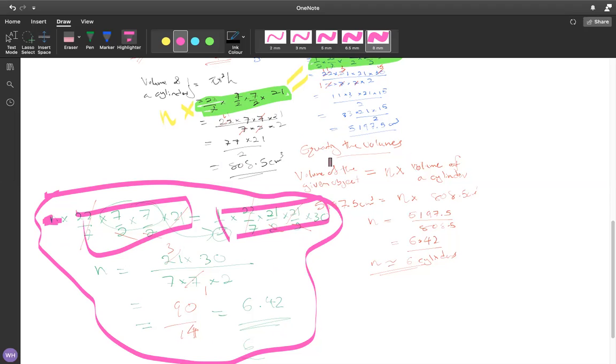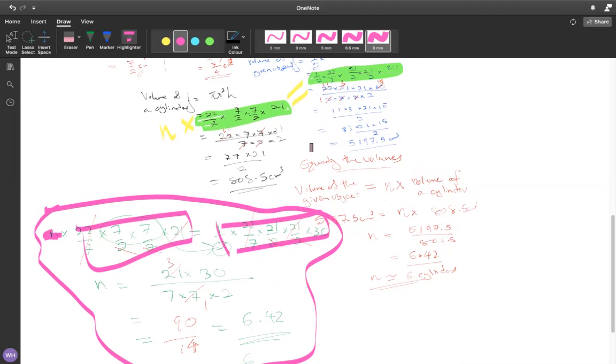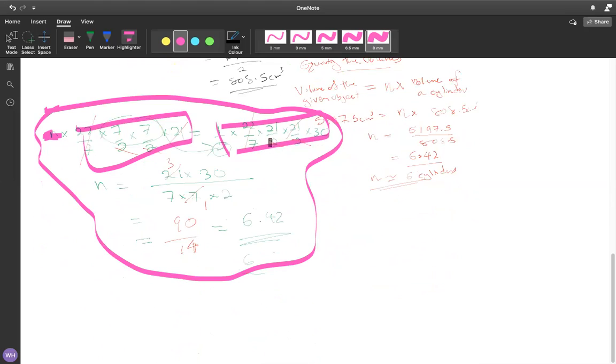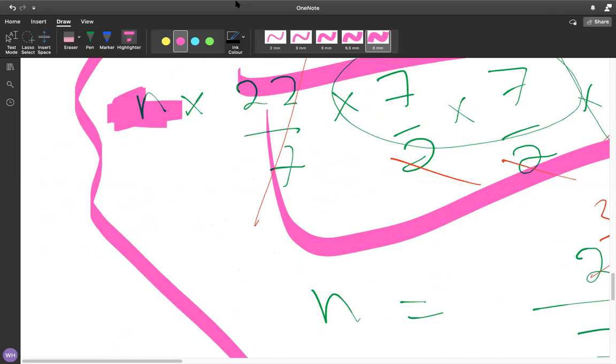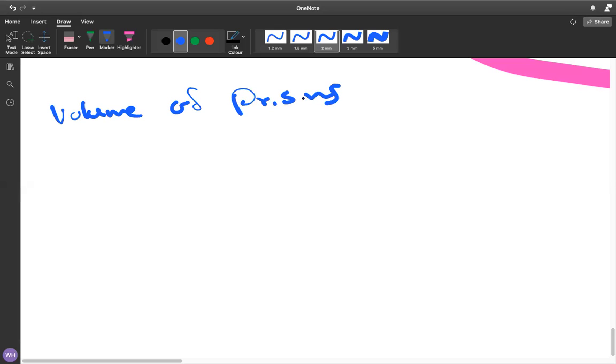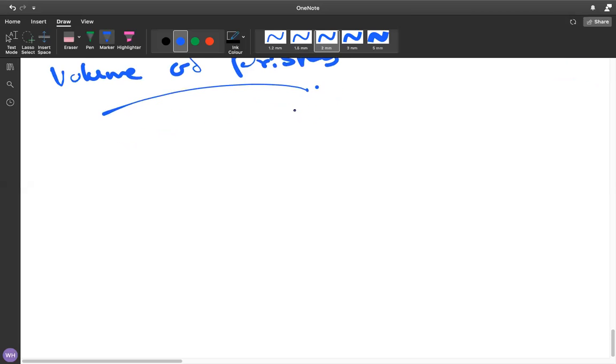So this is the concept anyhow. It's the same concept. Right. So let's move into the new part. Another topic here. Volume of prisms.